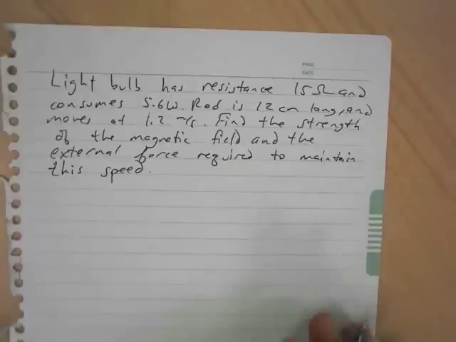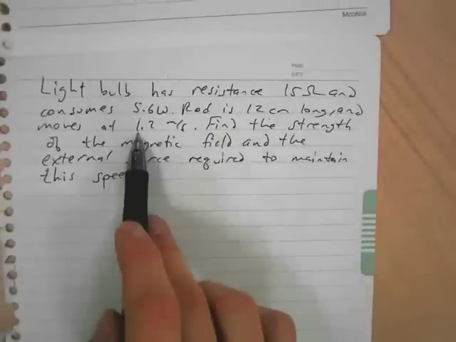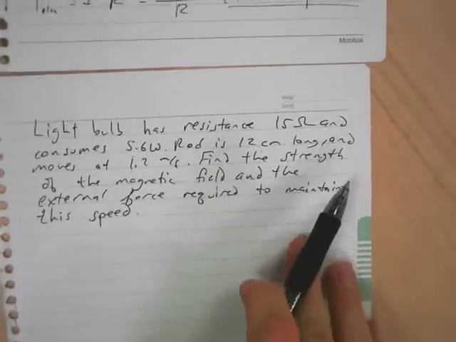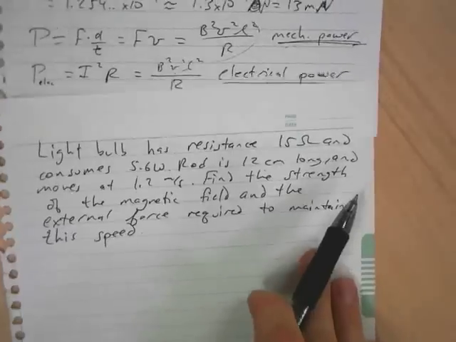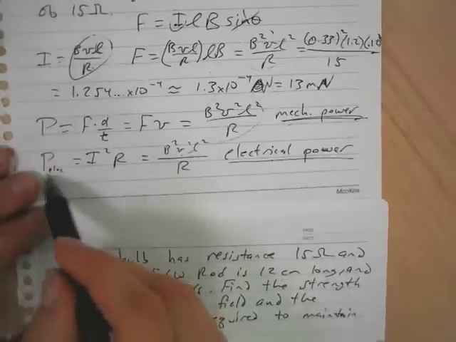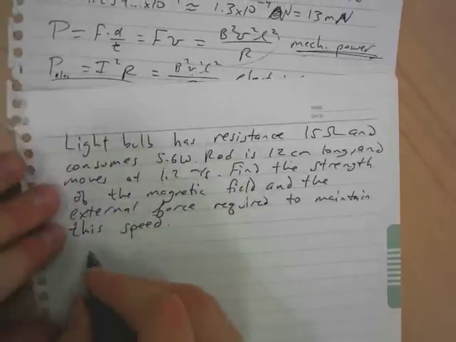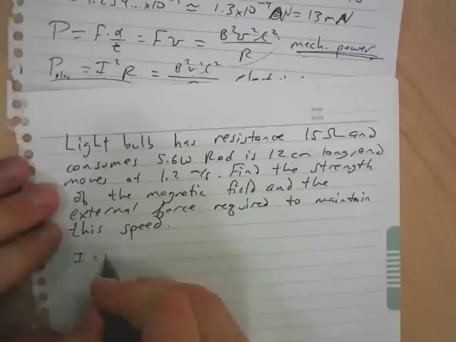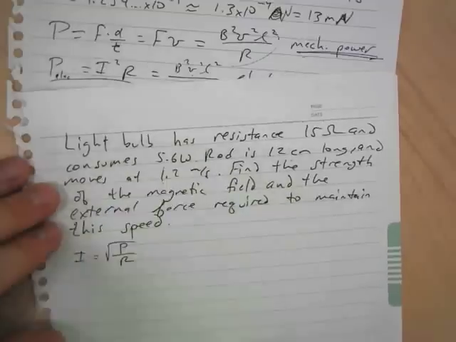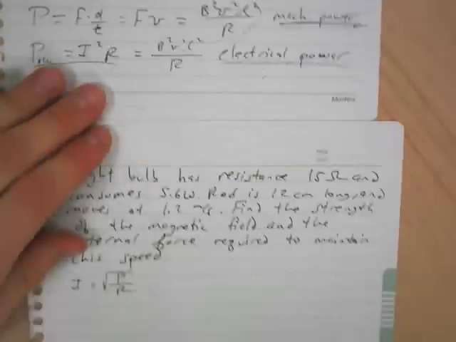Well, what do we have? We have resistance, power, length, velocity. We can't get anything that we're asked to find directly. However, we know that electrical power equals I squared R. So we can find the current in the wire. And the current is just the square root of the power over the resistance. And then once we have the current, we can set that current equal to BVL over R in order to find the B field.